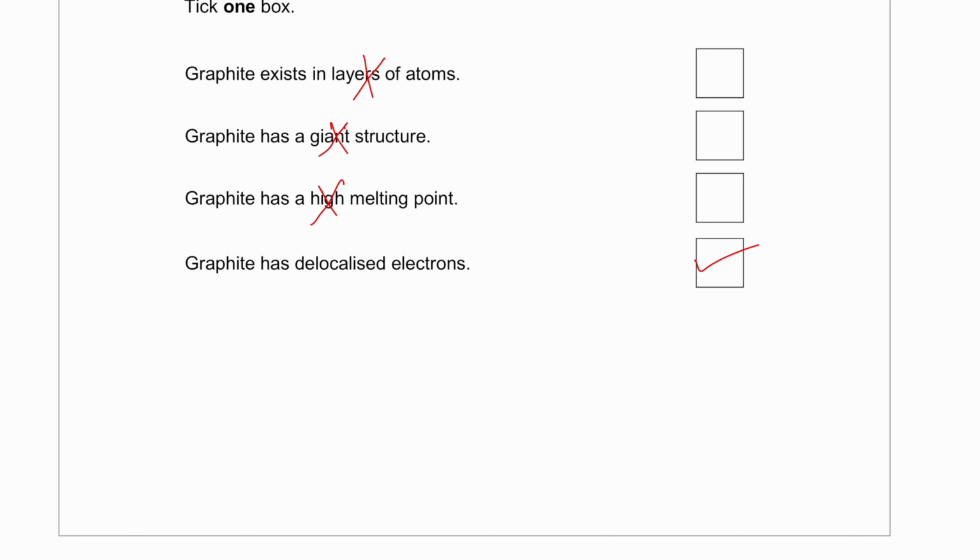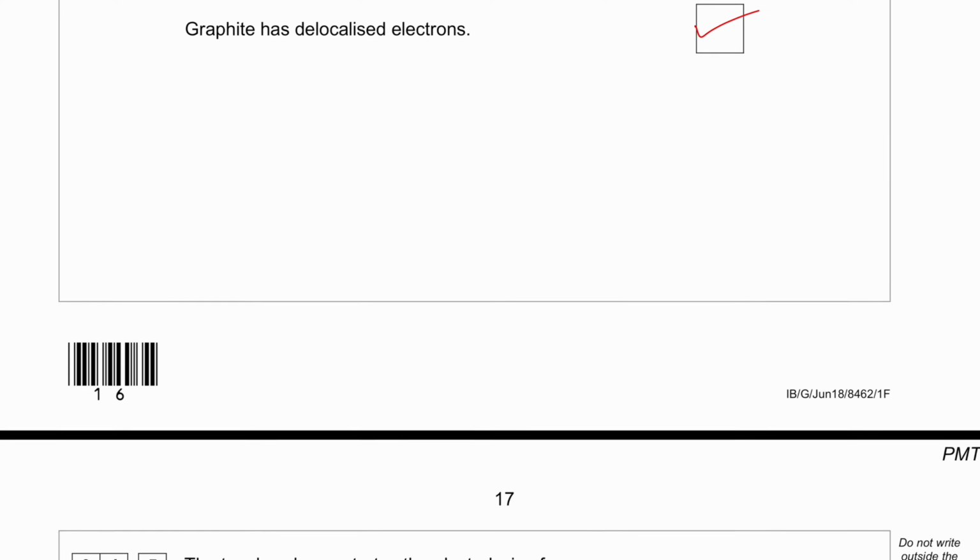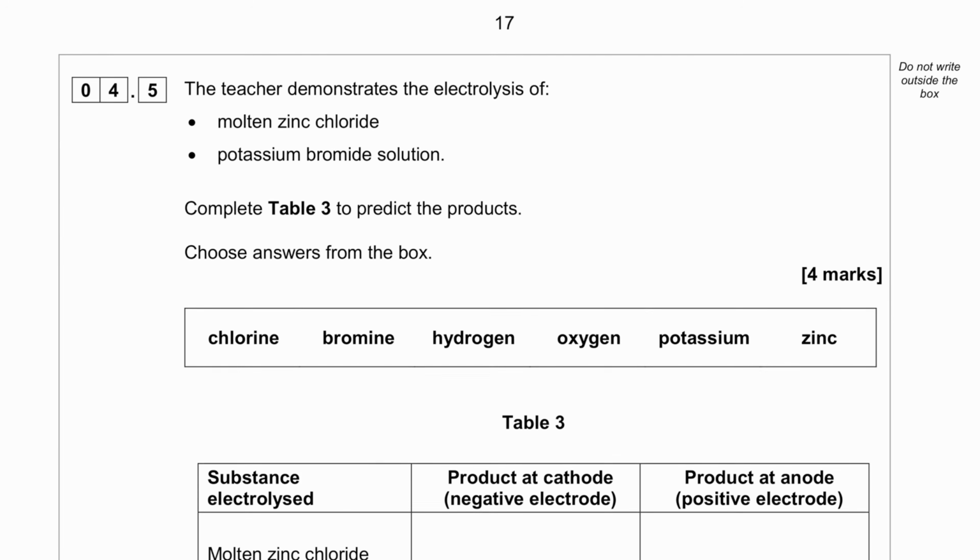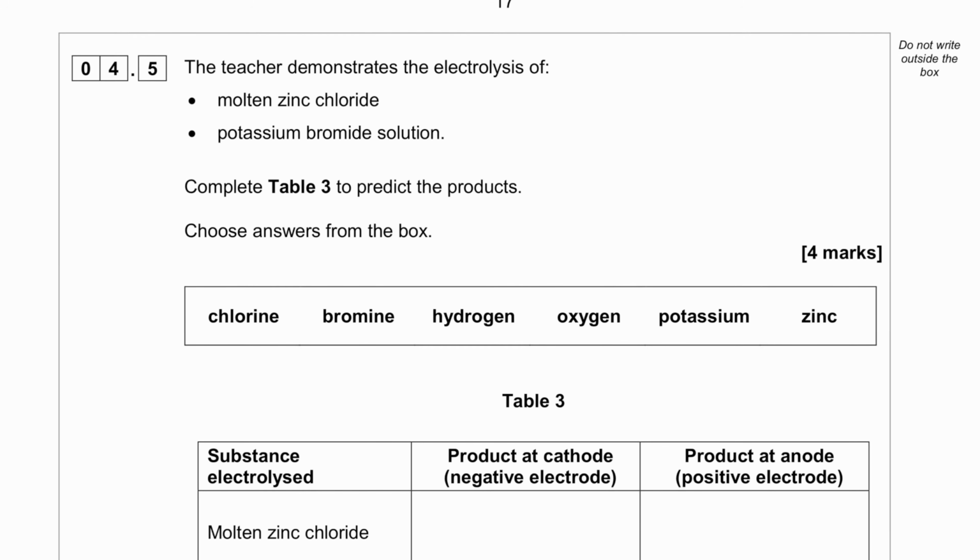Many elements, for example silicon dioxide, which is sand, or you can consider glass, have a very high melting point, but a high melting point is not associated with electrical conductivity. Only delocalized electrons are associated with electrical conductivity. So whenever you see the words delocalized electrons, go for it. That's the answer.